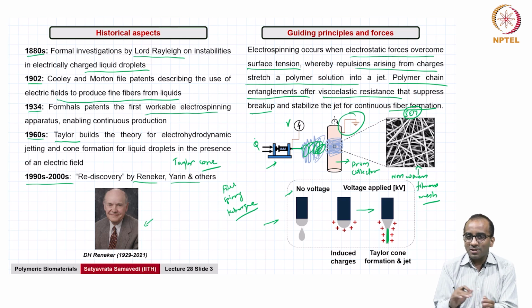Now, if you recall, in the previous lecture number 27, we looked at the process of fiber spinning and then post processing using knitting, braiding, etc. Right? In contrast to that, this technique directly gives you a fibrous mesh, but these are non-woven. That's a very key aspect to keep in mind.